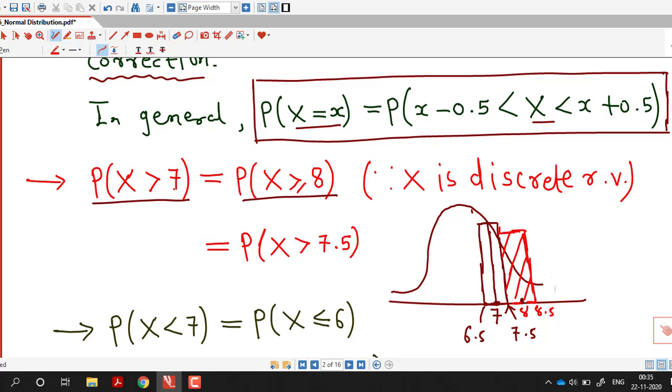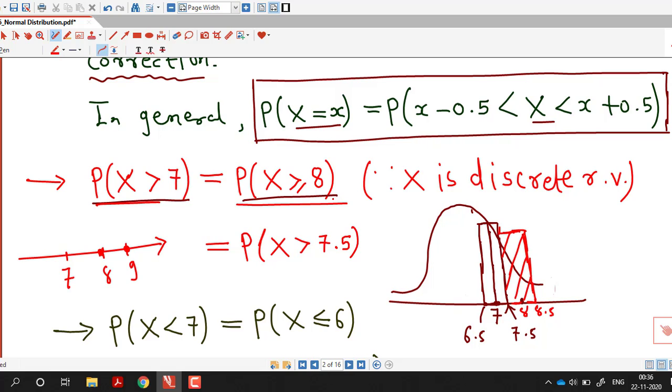So the probability that X is greater than 7 is equal to the probability that X is greater than or equal to 8, because X is a discrete random variable. So X greater than 7 means X can take values 8, 9 and so on. Because X is a discrete random variable, it can take only integer values. So therefore these two are equivalent. The probability that X is bigger than 7 is equal to the probability that X is greater than or equal to 8.